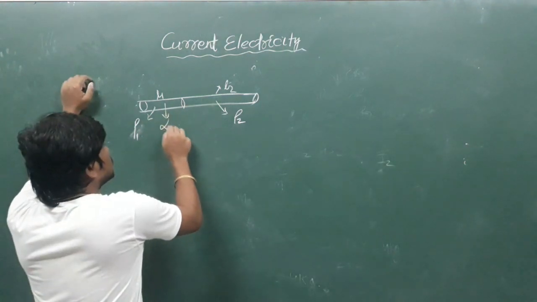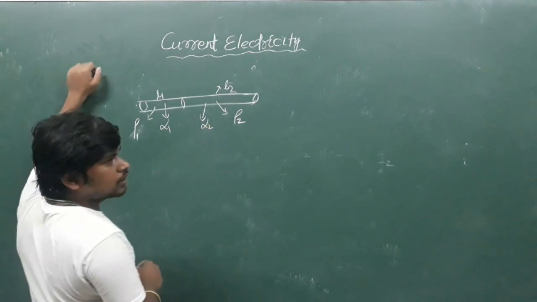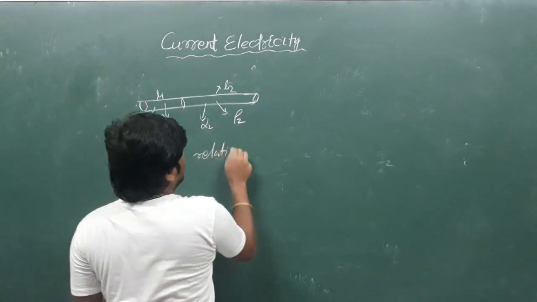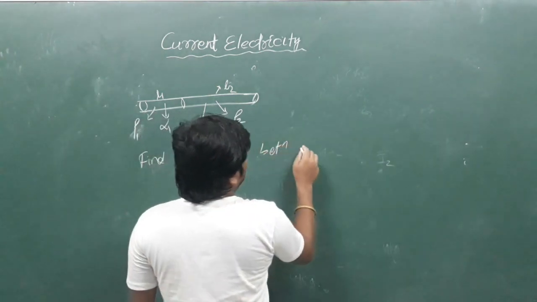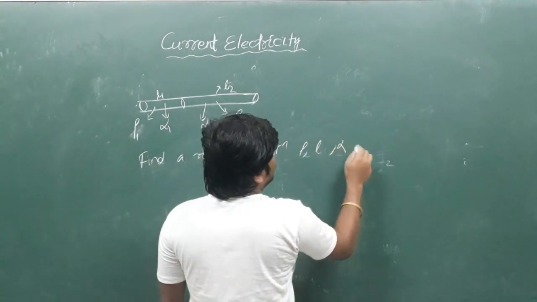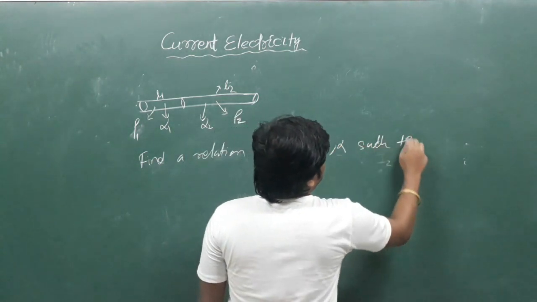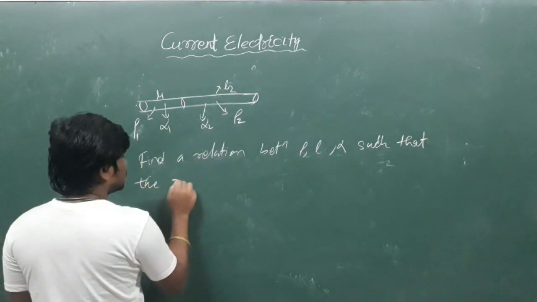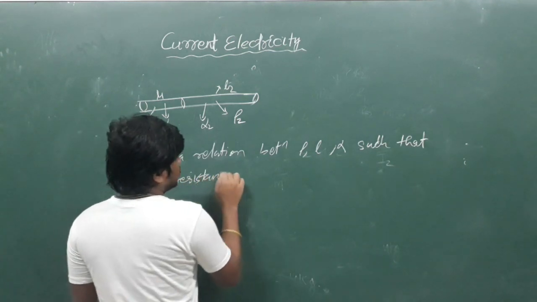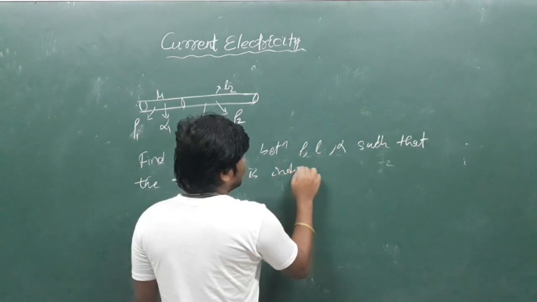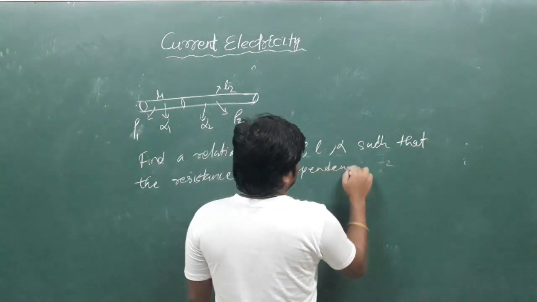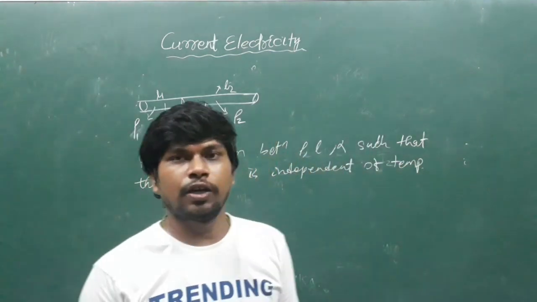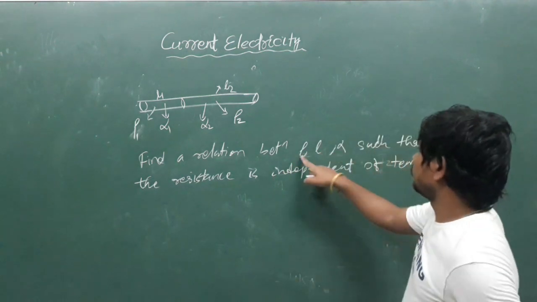And its temperature coefficient is alpha1, this temperature coefficient is alpha2. So find a relation between rho, L, alpha such that the resistance is independent of temperature. Resistance will depend on temperature, so find a relation between rho, L and alpha.